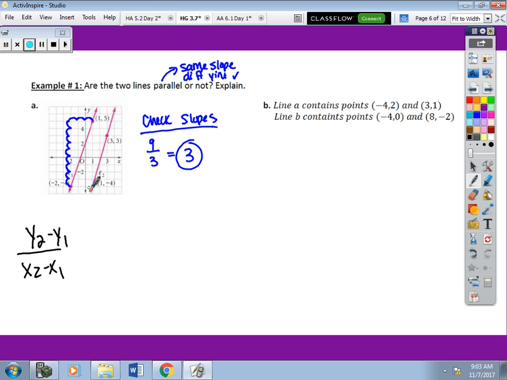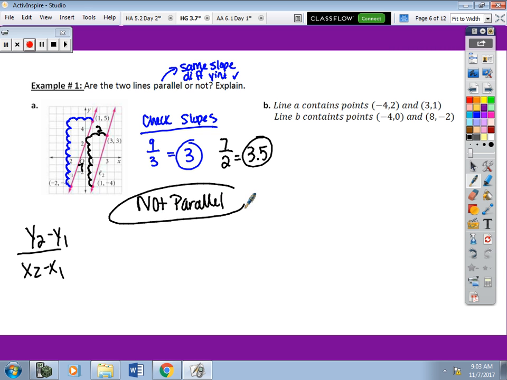So I'm going to start with the leftmost point. I'm going to say how much do I rise up, how much do I run over. So this will be up 1, 2, 3, 4, 5, 6, 7, and running over 2, which is 3.5. So no, these are not parallel. The explanation would be that they have different slopes, or the slopes are not the same. So even though it looks like they might never intersect, they will eventually at some point intersect. It just might be off our grid.